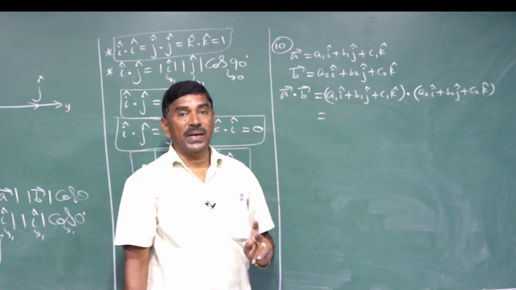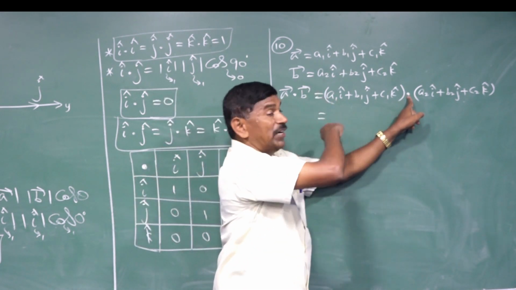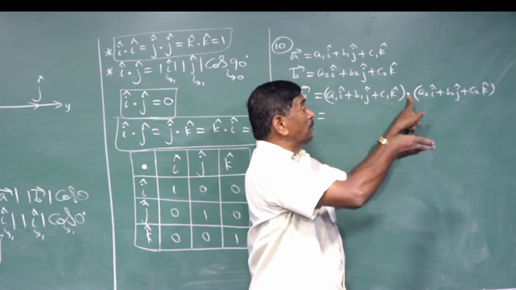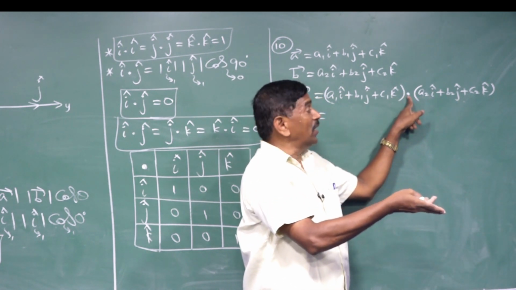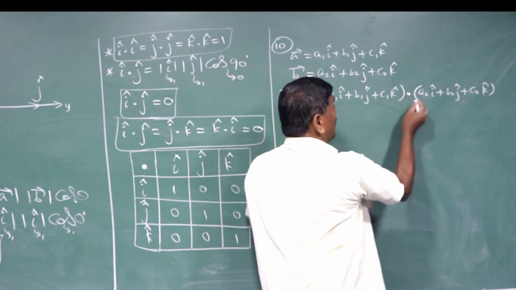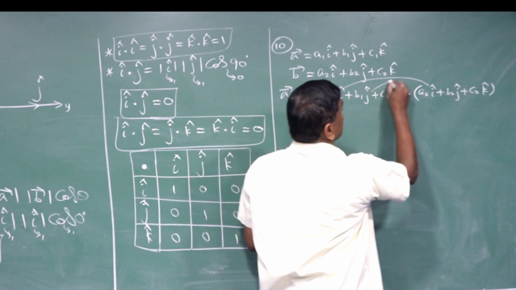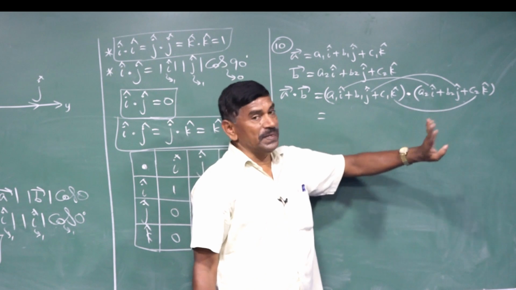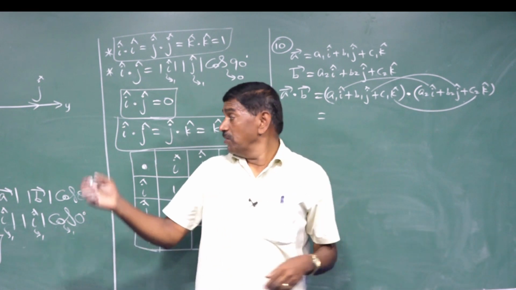What is the conclusion, please? Very good. If the dot product is defined between two vectors, it is enough to multiply itself multiplication, that is i to i, j to j, k to k, and it is enough to multiply only the coefficient. The different vectors' dot product equals 0.